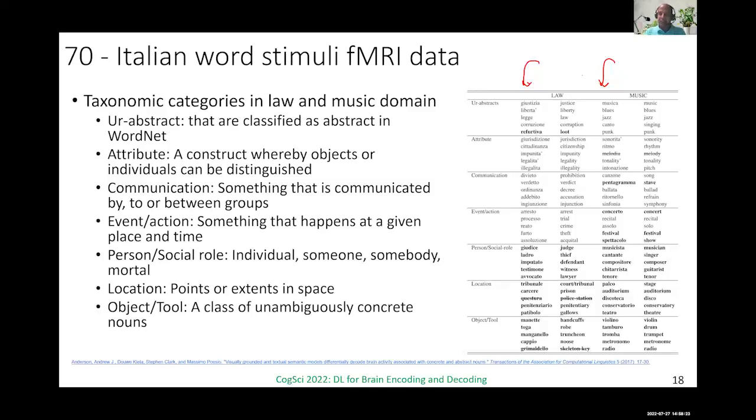There are also English translations of these words, but the participants were shown the Italian words. These categories, as you see, cover all kinds of things: abstract words, attributes of objects and so on, communication words like prohibition and verdict, so various kinds of communication that can occur between people or groups, event and action words, person and social role words relating to individuals, location words, and object or tool words. So essentially there are several words spread across multiple categories in the law and the music domain.